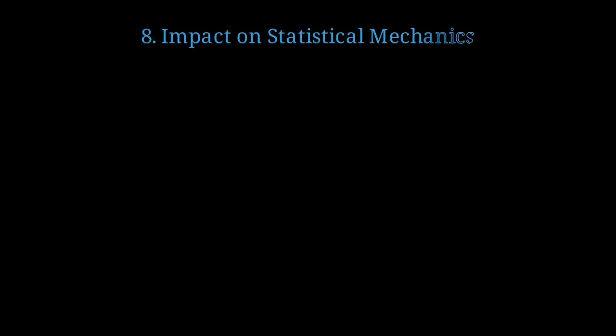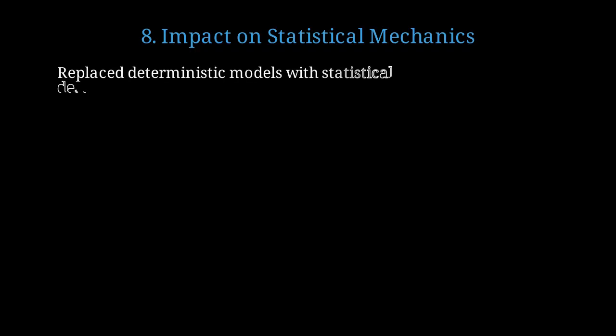Maxwell's distribution revolutionized our understanding of matter and laid the foundation for statistical mechanics. This work replaced deterministic models with statistical descriptions, showing that macroscopic properties emerged from statistical averages. It provided the foundation for Boltzmann's work on entropy and the development of statistical mechanics. This statistical approach transformed physics, showing how simple probability rules governing individual particles lead to predictable macroscopic behavior.